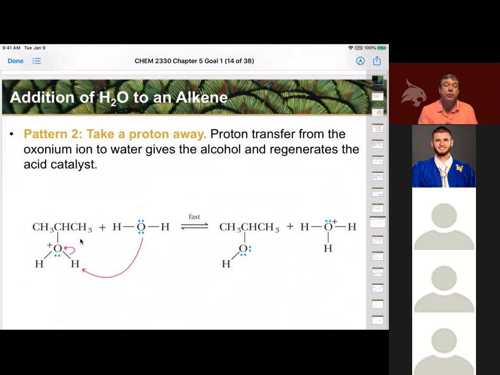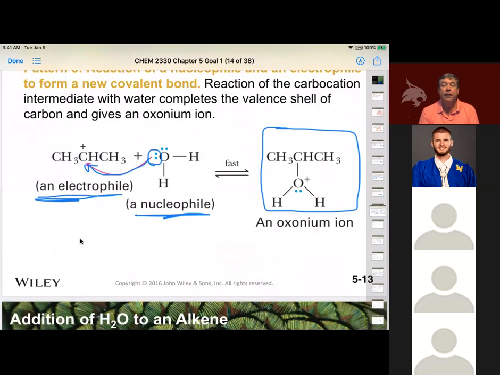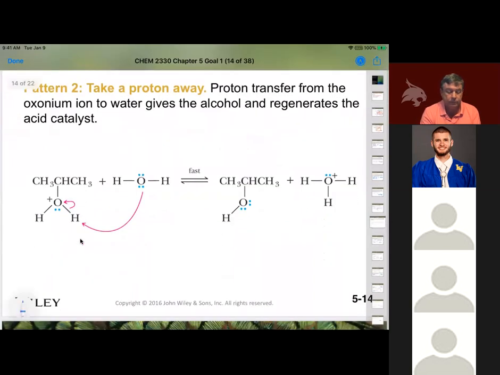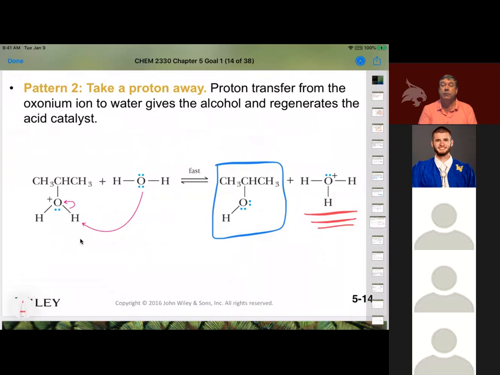So we can also do pattern 2 in this mechanism. In the second step of our mechanism right here, we formed this new oxonium ion. And remember, it's a charged species. So the key here is that we need to go ahead and turn it into a neutral species. The way we do that is we use pattern 2 and we take a proton away from our charged species, and that way we generate a neutral organic compound right here, and we've regenerated the acid we started the reaction with. That is a great thing to do whenever you regenerate the acid you started with. So our first step was adding a proton. Then we had pattern 3, which is a nucleophile reacting with an electrophile. Then we had pattern 2, where we removed a proton to generate a neutral organic species.